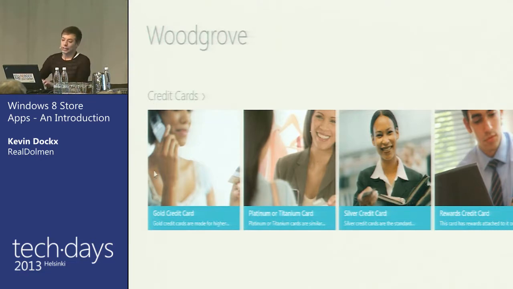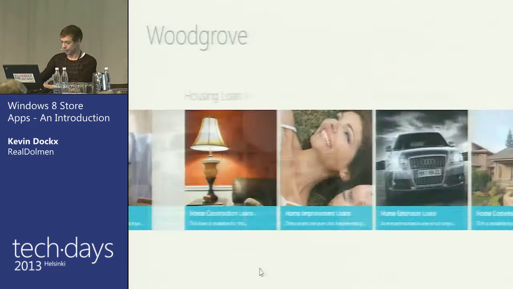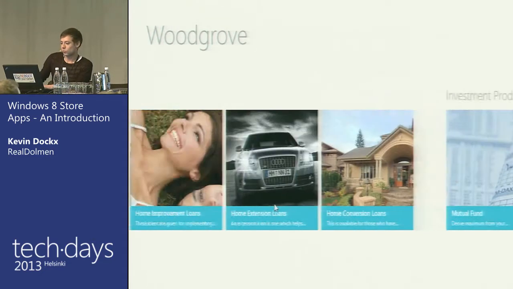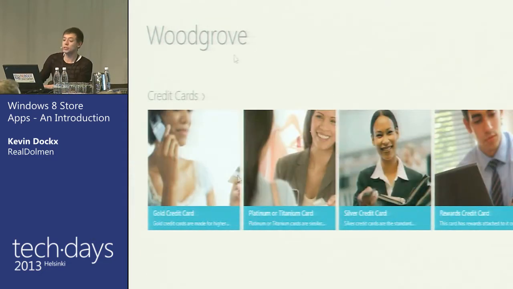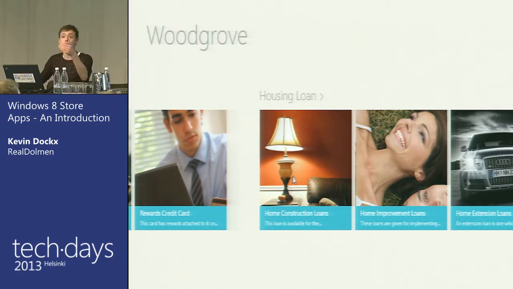Anyway, as you can see here, we immediately got the horizontal panning and content before chrome you've all heard about this morning. So no on-screen commands, nothing to distract the user from the content of the app. From this, you also immediately see the grouping. So we actually have categories, credit card category with some credit cards in it, housing loan category with some housing loan products from the bank.